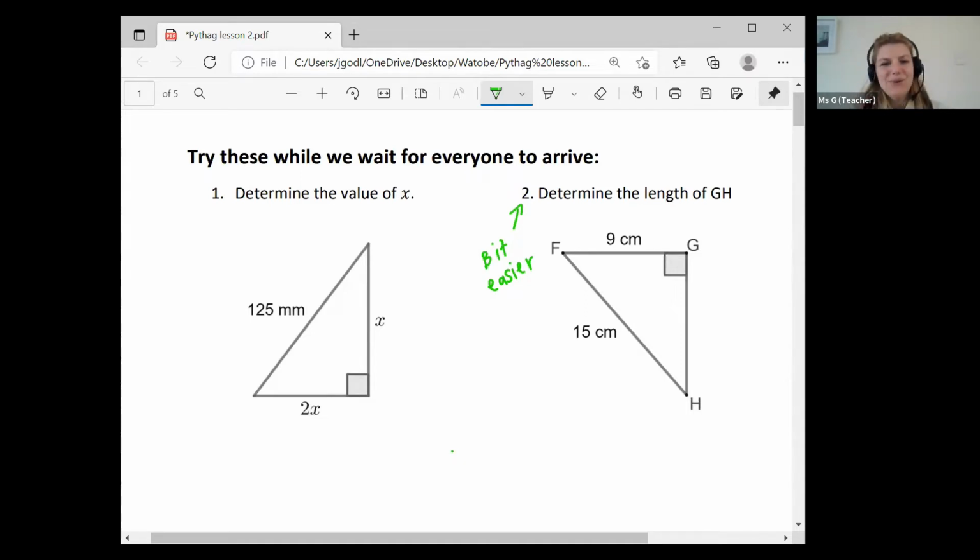Beautiful. Nice answer for question 2. Now give one a try. I know you can do it. We're going to give everyone a chance to get on and give these a try. And then we'll start making our way through today's lesson.